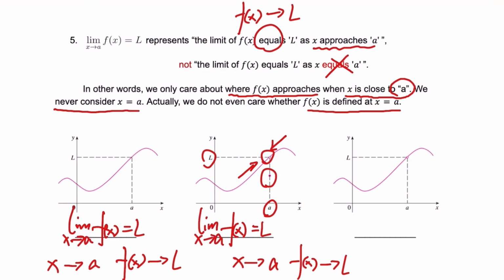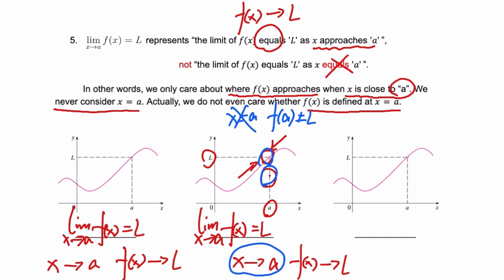This solid circle and this open circle are telling us that when x equals a, f of a does not equal L. But this has nothing to do with our limit. It's more of a distraction. Our limit is about how the function behaves as x gets close to a, not equal to.